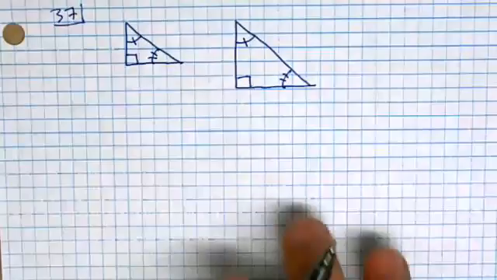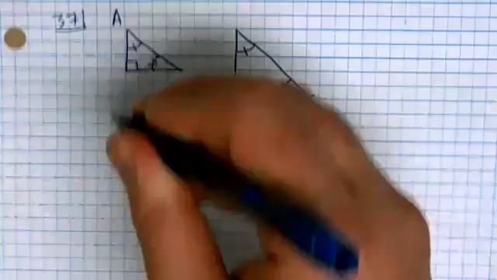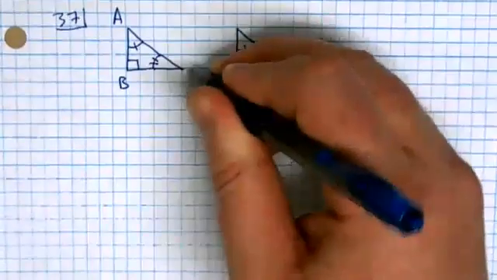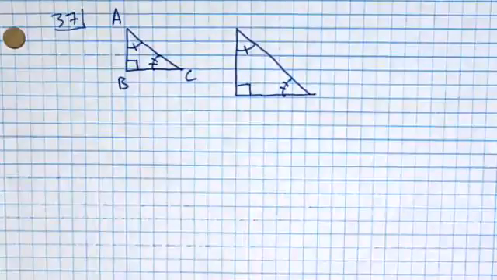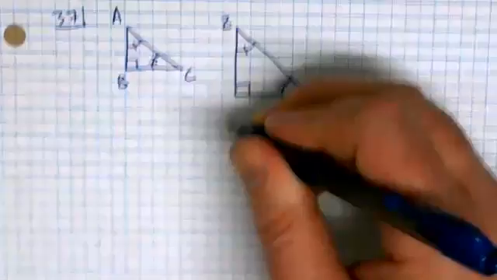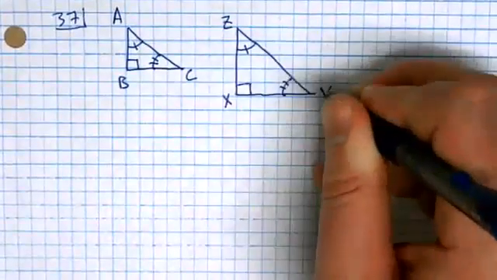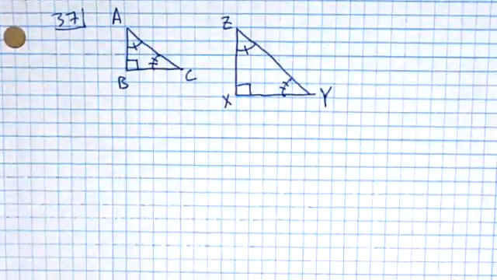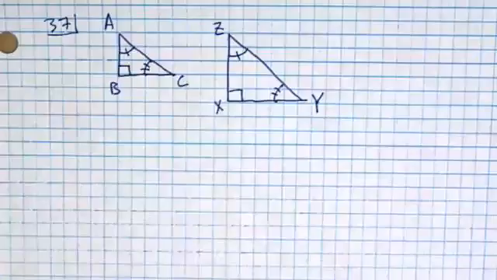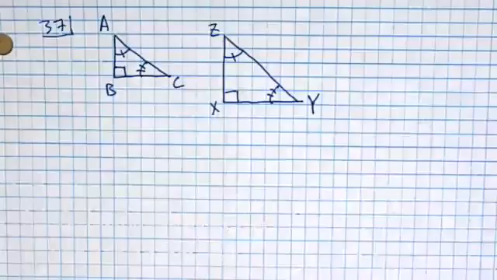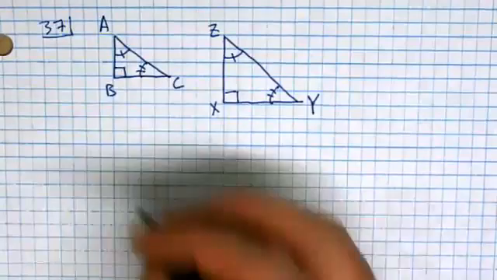And these triangles, they're going to get names. So we need some letters. Make sure your letters are capital letters. When we name points, they need to be capital letters. So we've got A, B, C, and Z, X, Y. All right, and our goal here is the second part of our learning target, which is to write a similarity statement.